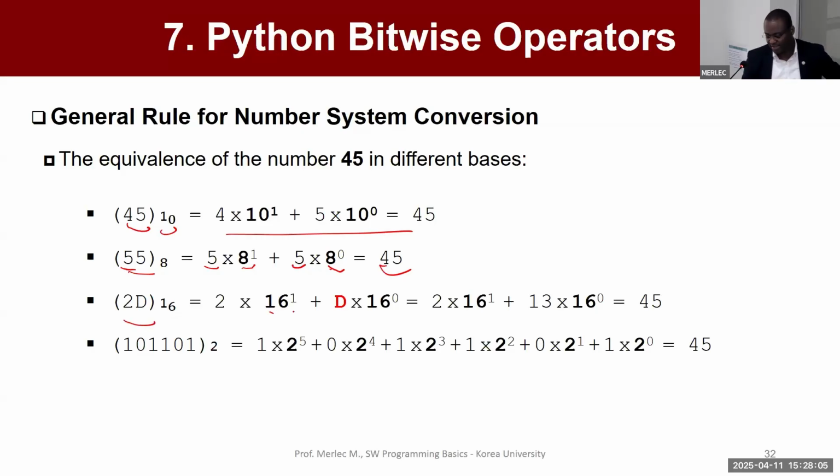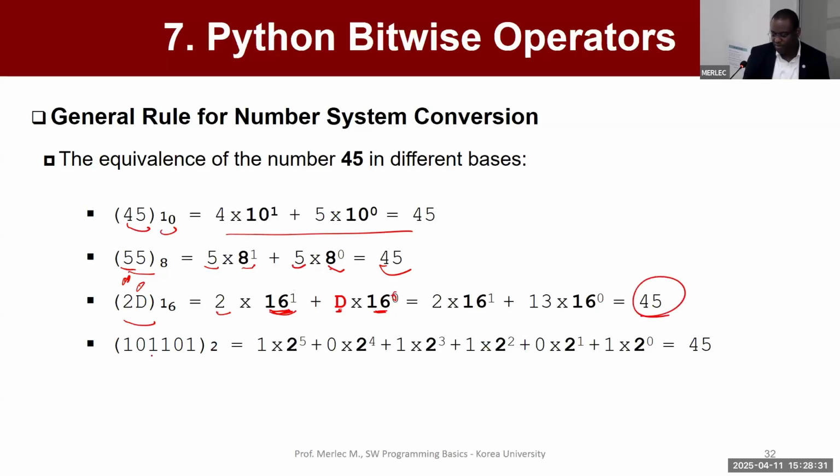Same for hexadecimal. You take the highest digit; you have 2 digits, 0 and 1 as indexes. And then the base here is 16. 16 to the highest index, which is 1, multiplied by 2, and then plus D multiplied by the base 16 to the power of 0. Then you calculate, and it will give you this.